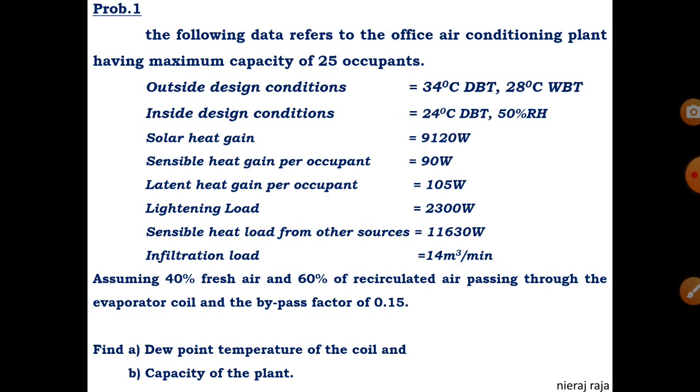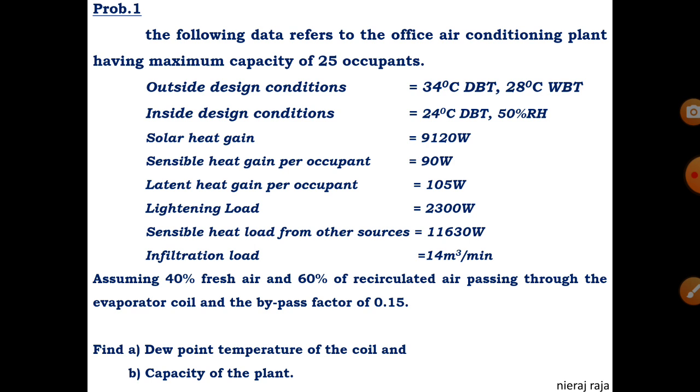The following data refers to an office air conditioning plant having a maximum capacity of 25 occupants. The outdoor design conditions are 34 degrees Celsius DBT and 28 WBT. Inside design conditions are 24 degrees Celsius DBT and 50% RH. The outdoor and indoor conditions are given in terms of temperature and relative humidity.